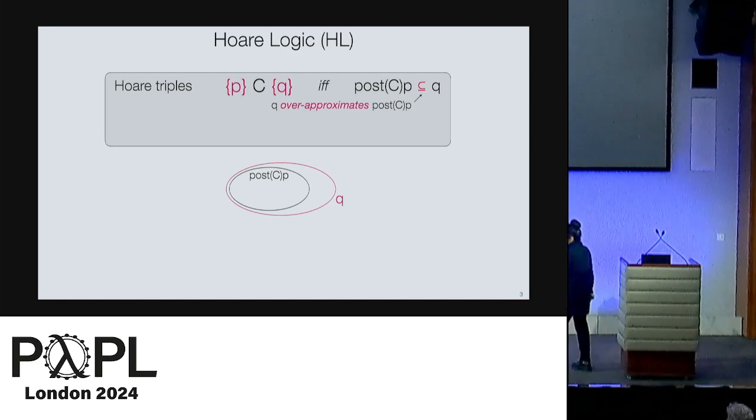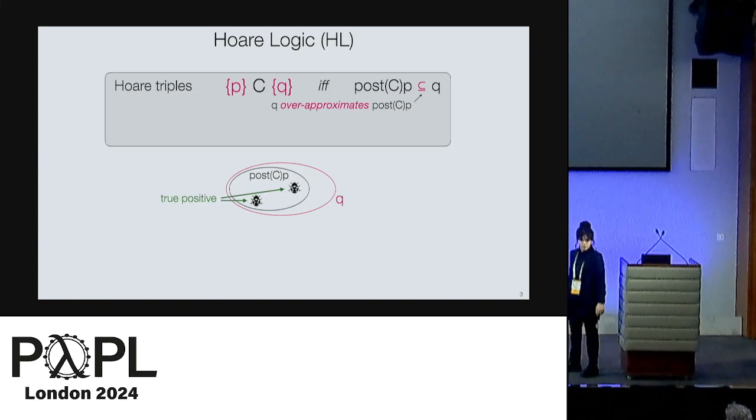And this is where we get into a little bit of a pickle because, let's say you find a bug and it happens to be in this set of post states in the black bit. So that's a true positive. It's an actual bug. It's reachable by the program. That's great, thumbs up. And so these are true positives.